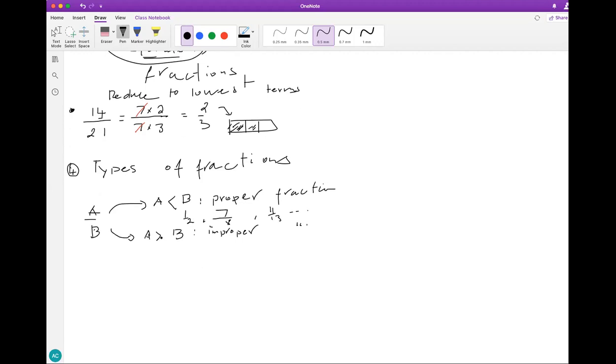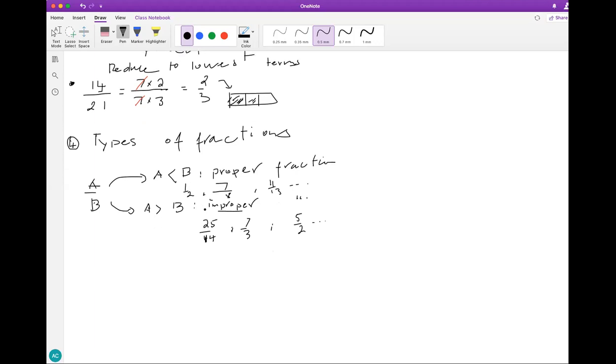Give me some examples for improper fractions. An example? 25/14. That's right. The top is higher, so that's improper. 25/14 here. Or maybe 7/3. Probably 5/2. All these are improper because the top is higher than the bottom.